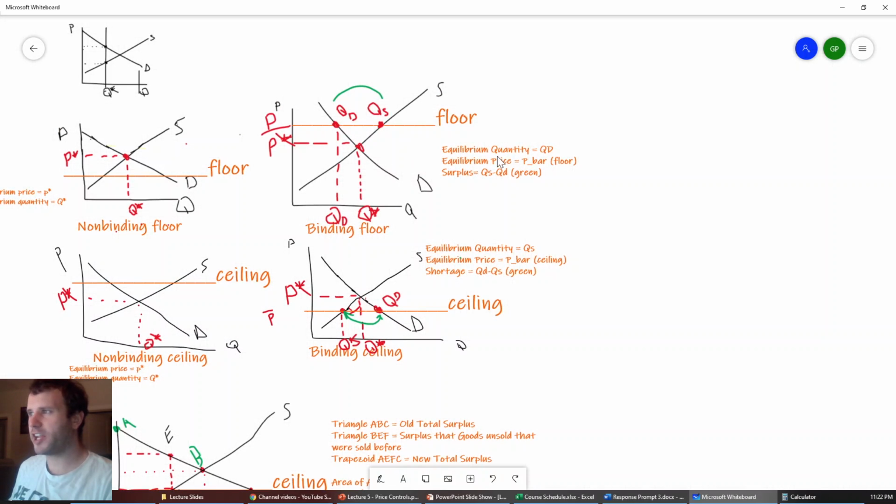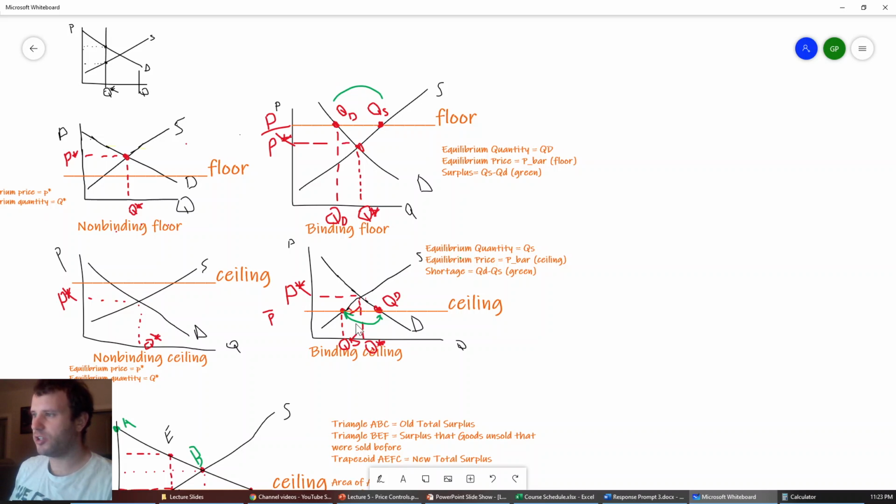So when there's a binding price floor, that's a surplus. When there's a binding price ceiling, that's a shortage. Okay. Why is that the case? Because a binding price floor intersects with demand before it intersects with supply, and vice versa. So when demand is the limiting factor, that means there's more people who want to sell than there are people who want to buy. So you're going to have goods left over.